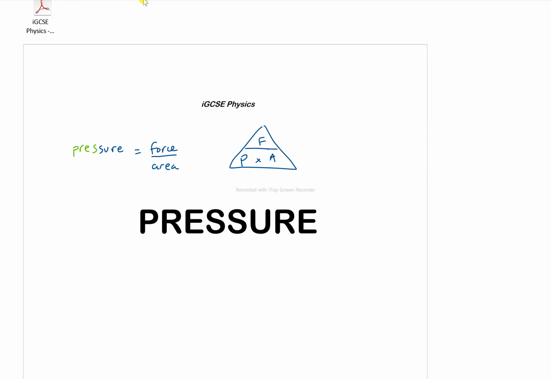Okay. We know the unit for pressure is pascals, PA, or newtons per meter squared. Why? Because force is measured in newtons and area is measured in meters squared. So it's newtons per meter squared. It's good to know that.